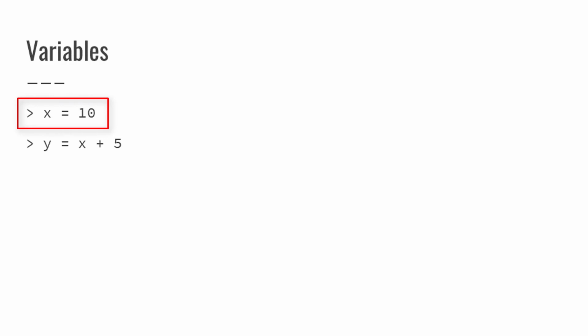We can then use this variable in other parts of our program to perform operations like this. y is equal to x plus 5. Here we have defined another variable named y and assigned it the value of x plus 5. Since x has a value of 10, y will have a value of 15.